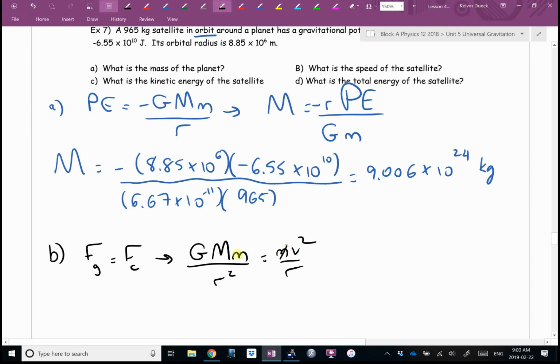Little m cancels. One of the r's cancels here. Oh yeah, we've seen this before. Orbital speed is the square root of big G, big M over r.